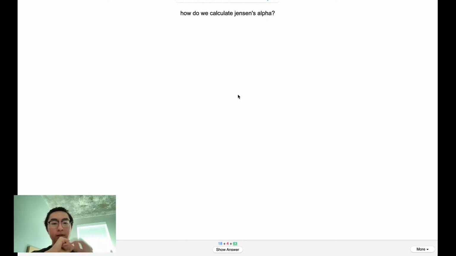We can calculate Jensen's alpha by taking the expected return on an asset, subtracting the risk-free rate, and then subtracting beta times the market risk premium. That should be whatever is left over.